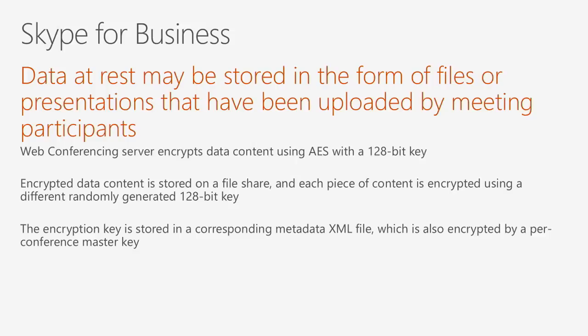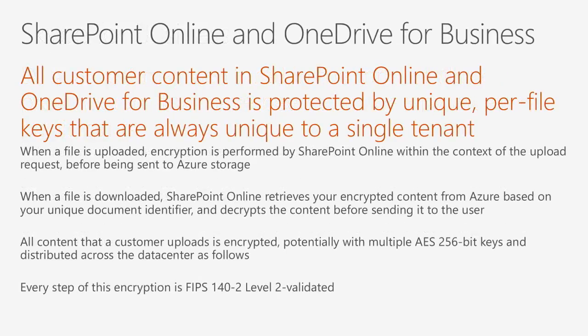There is other data that is also encrypted that could be stored on a file share, and if that happens, each piece of that data is stored with a randomly generated 128-bit key. And then the encryption key itself is stored in an XML metadata file, which then also gets encrypted with a per-conference key. So every conference or every meeting that you create in Skype will end up generating its own unique key for any content that is uploaded into that meeting. For SharePoint and OneDrive, this is always a unique per-file key, and by unique, it's unique within a single tenant. So none of the other tenants have access to your key or can see your key.